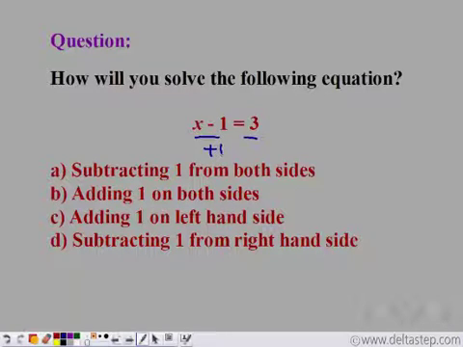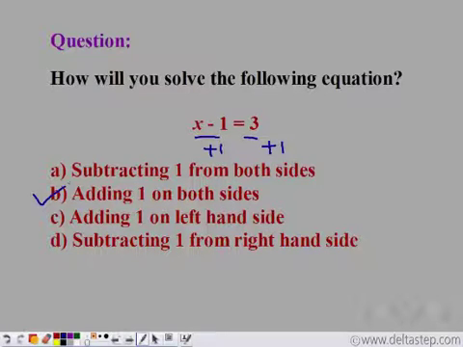So, if we add a 1 to the left hand side, we must add a 1 to the right hand side as well. So, we should add a 1 on both the sides of the equation. So, this is the correct option. Adding 1 on both the sides, this equation can be solved.